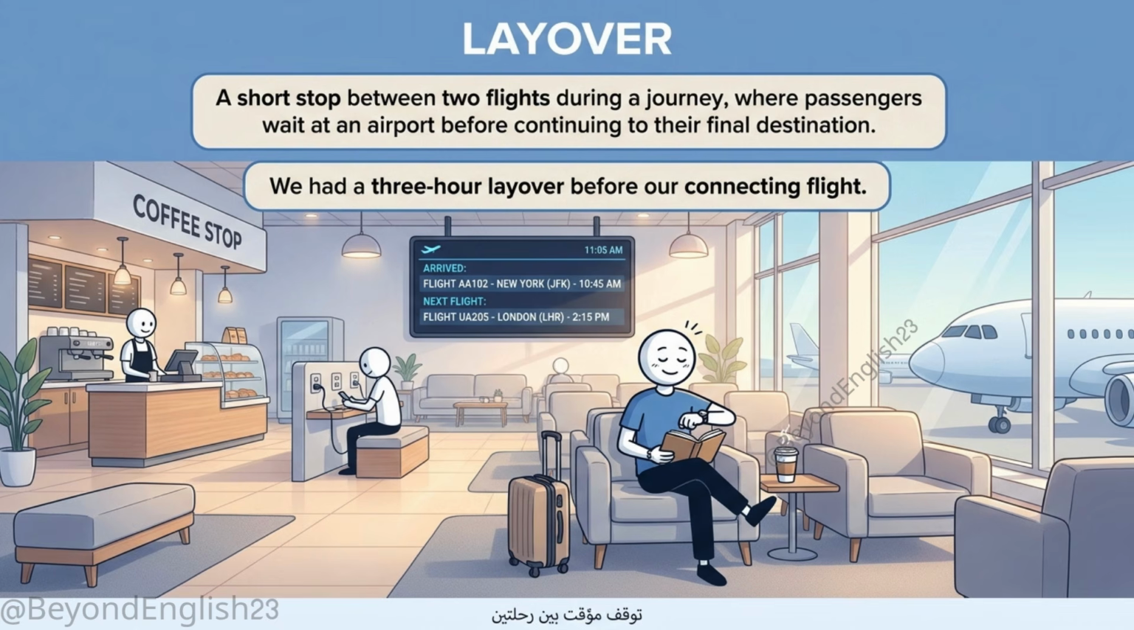8. Layover. A layover is a period of waiting between two flights during a journey. It is usually a temporary stop at an airport before continuing to the final destination. Example: we had a 3-hour layover before our connecting flight. Clarification: a layover focuses on the waiting time between flights, while transit describes the process of passing through an airport.